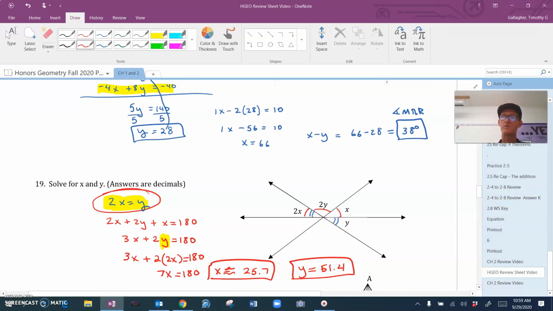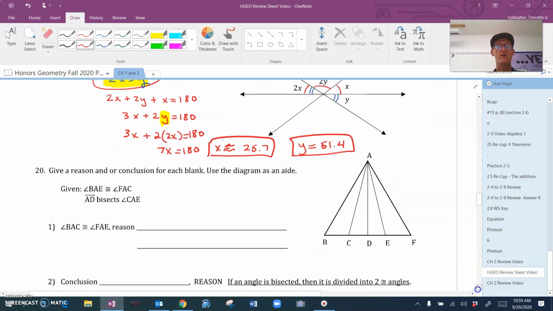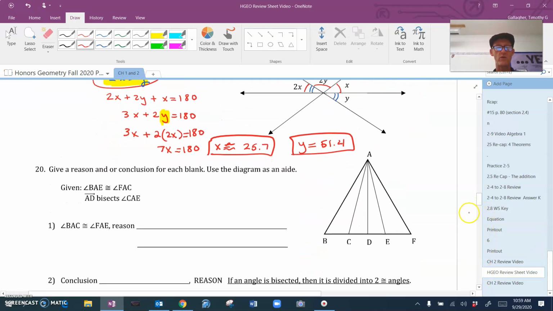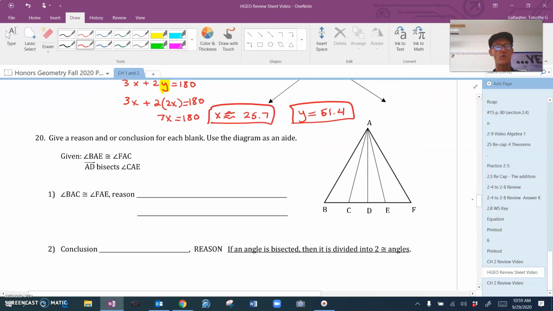All right, kiddos, we're going to keep going here. So what we do next, all right, good. These next few problems require us to think about our properties, okay? So we're going to label the diagram and we're going to come up with a reason and then we're going to come up with a conclusion based on the reason.